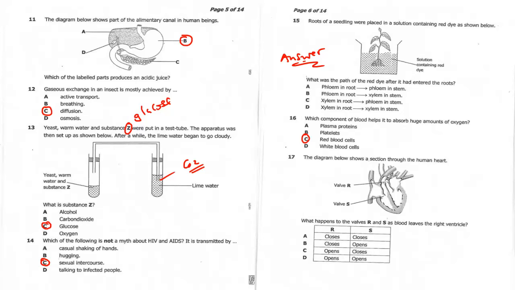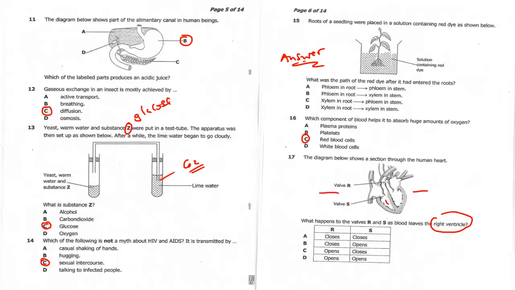Question 17. The diagram below shows the section through the human heart. What happens to the valves R and S as blood leaves the ventricles? Okay, what happens to valves R and S as blood leaves the right ventricle? So the right part of the heart is this side, the left part is that side.